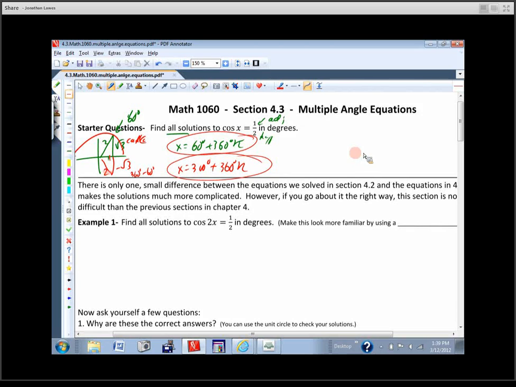Yes? What is that symbol on the 360? This right here? Just a degree sign. The letter next to it? Oh, it's a k. k is any integer. Okay, any other questions?